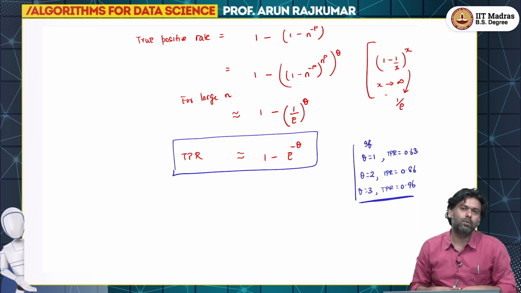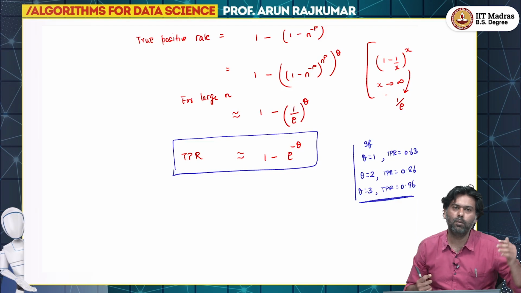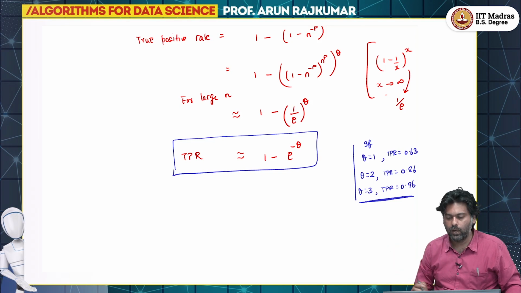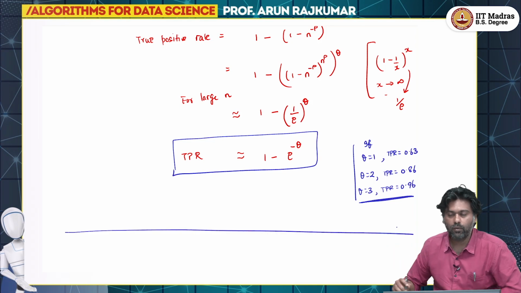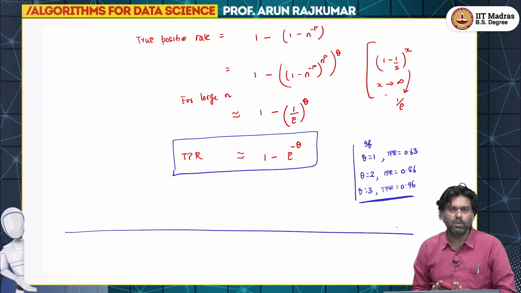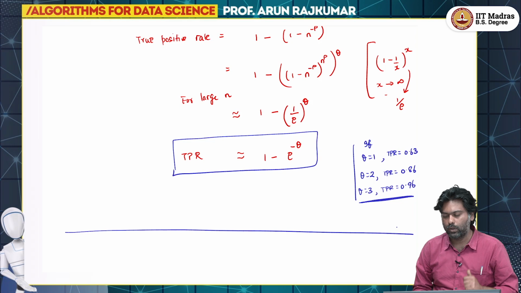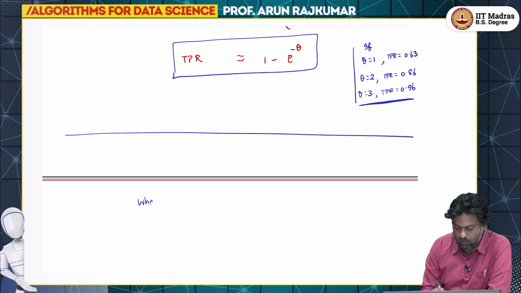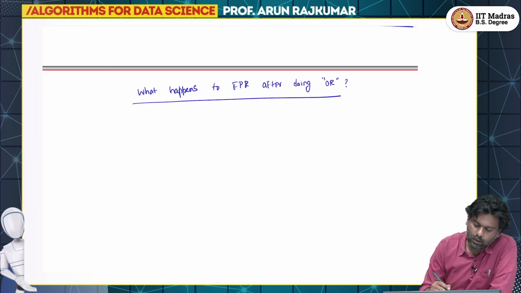Now again we have to go back and ask, I have tampered with the true positive rate by increasing the number of tables. How does it affect the false positive rate? Because if it does not affect it by too much, then we are happy in some sense. We have kind of controlled both true positive and false positive. So let's ask that question now: what happens to the false positive rate after doing OR? Okay, let's do that analysis.